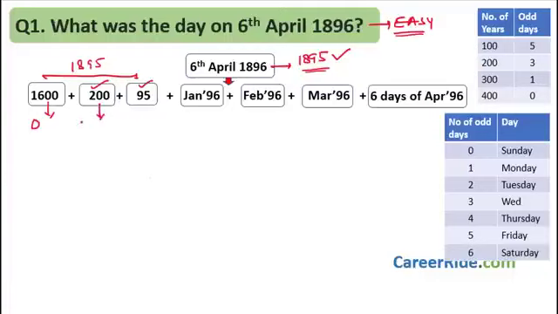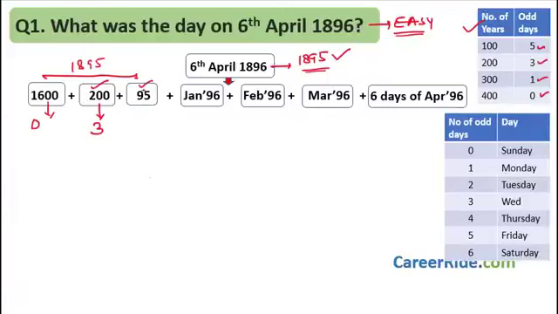We have already seen this, and otherwise also I have got this table for you at the right top corner. See, 5, 3, 1, 0. This is the number of odd days. 100 years, 5 days. 200 years, 3 days. 300 years, 1 day. 400 years, 0 days. So from here I know that 200 years have 3 odd days.